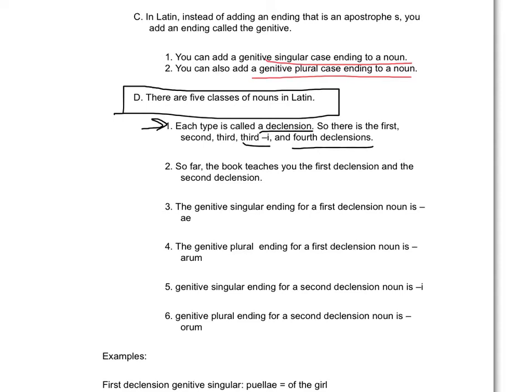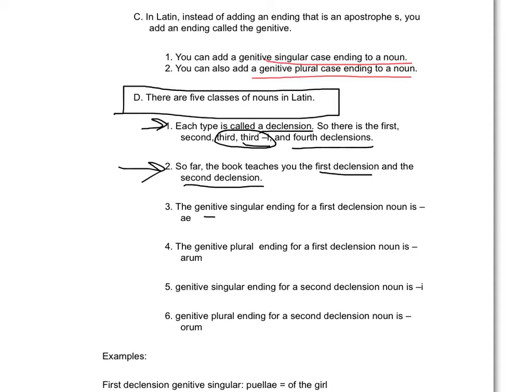There are 5 of these declensions, third and third I being very similar, so they're named to remind you of that fact. Just like there happen to be 5 conjugations, the first conjugation, the second conjugation, the third conjugation, the fourth conjugation, and the fifth conjugation for verbs. So each different type or grouping of nouns that have something in common with each other is a different declension. So far, in these first 2 chapters, the book uses the first declension and the second declension. And that's where most books start.